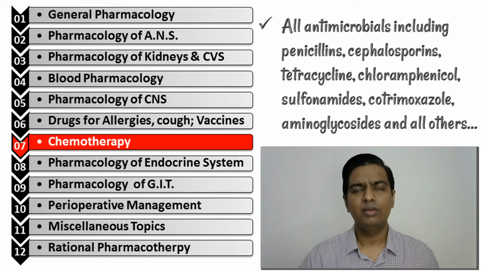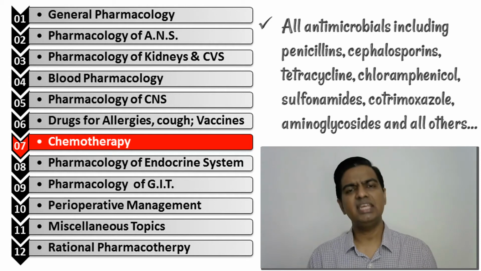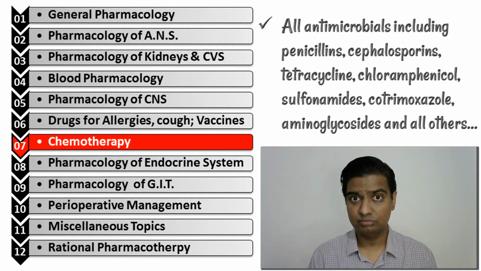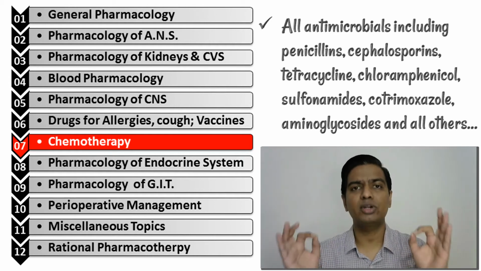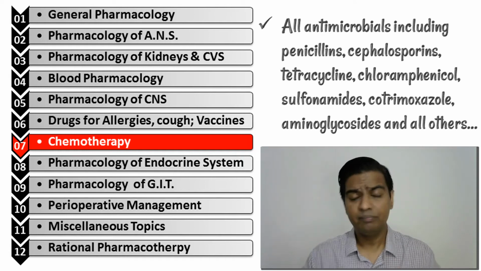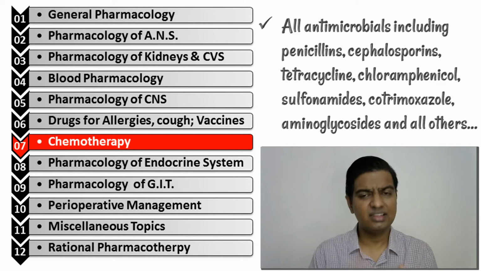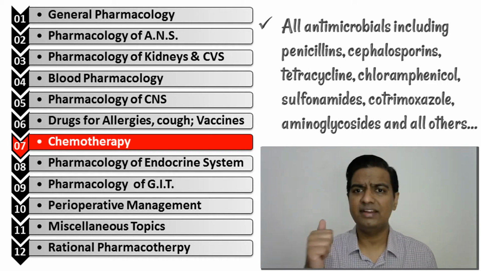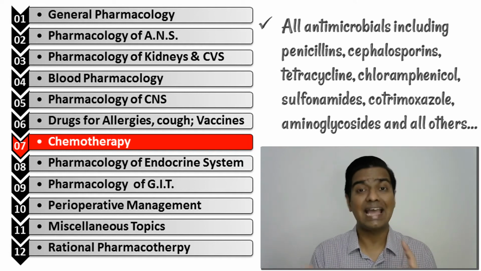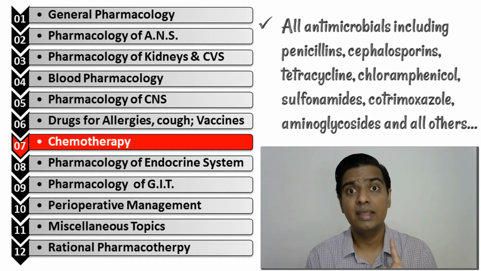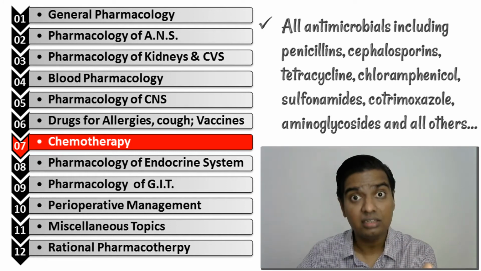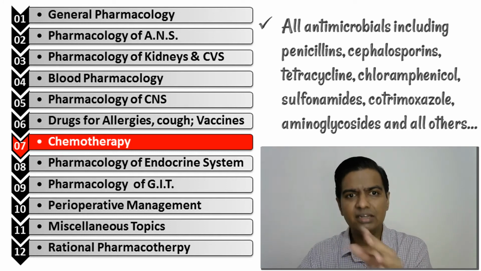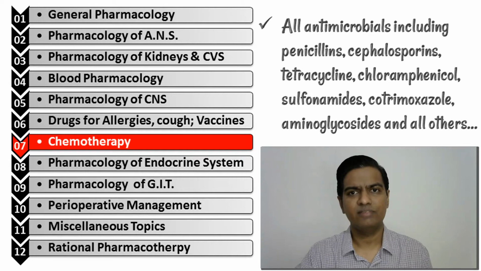Moving on, we will be talking about chemotherapy. This section is one of the most important sections from pharmacology. Here, all antimicrobials are included, including penicillin, cephalosporin, tetracycline, chloramphenicol, aminoglycosides, sulfonamides, cotrimoxazole, antifungals, antivirals, and anthelmintics. All of this, antimalarials too, would be included in chemotherapy. Very important section.